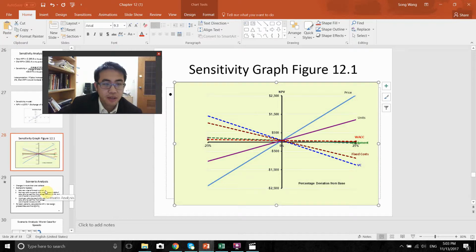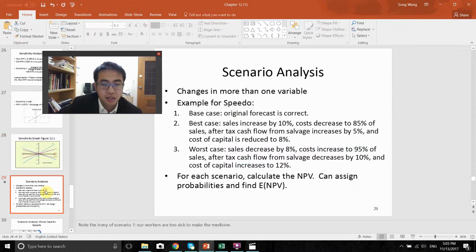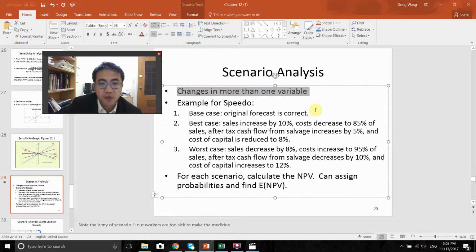And we also have another type of analysis that is called scenario analysis. In scenario analysis, we have the change not just for sales, not just for units, we have a change in multiple variables. You see, it's the change in more than one variable. For example, in the Speedo case, the swimming machine project, we have a base case when all the forecasts, all the factors are correct. Okay, that's the base case.